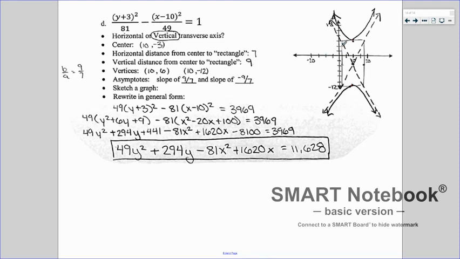And then we can sketch the graph. Once we have the rectangle, we can put in the diagonals. I have my vertices already, and then we know it's opening up and opening down. And then the last piece here is writing it in general form. This is similar to the last one where we don't have any common factors, 9 and 9 and 7 and 7. So I have to multiply by 81 times 49.